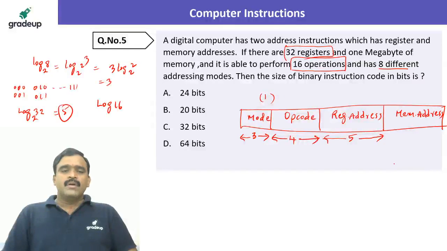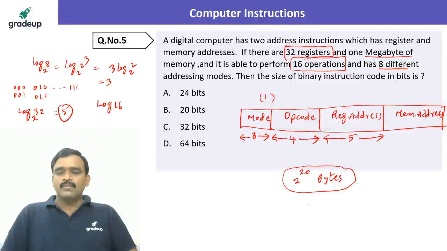And memory address: we are having 1 megabyte of memory. So 1 megabyte of memory is nothing but 2 power 20 bytes. To identify 1 byte out of 2 power 20 bytes, we require a 20 bit address. So the memory address will be 20 bits. That's all.